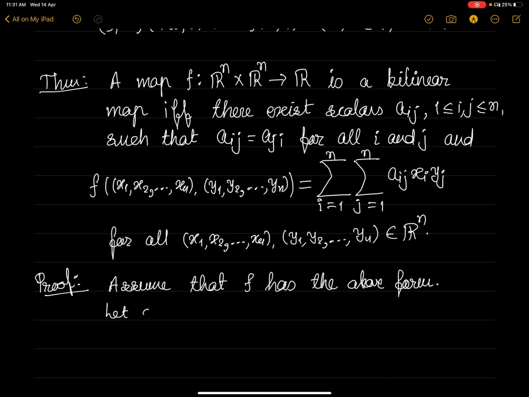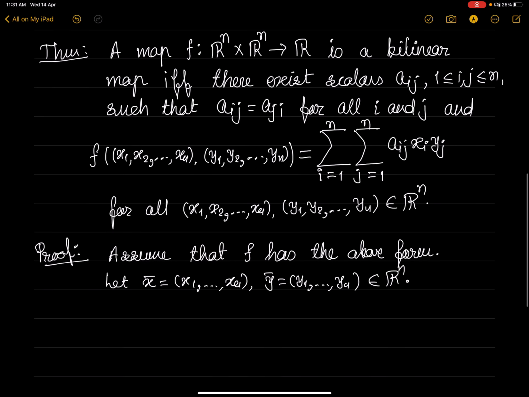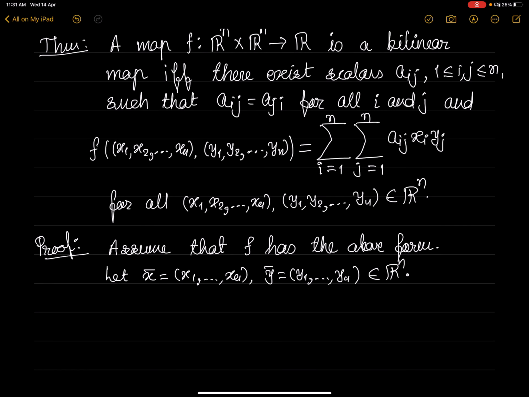Let us start with any x bar equal to (x1, ..., xn), y bar is (y1, ..., yn). Let us take any two elements of R^n. n is a natural number, right? Then that is fixed.